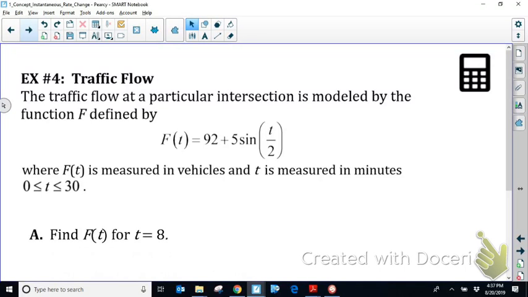Hey everybody, this is going to be the fourth and final video in our series on rates of change for our calculus lesson. If you're in my calculus class, hopefully you have the handout that I'm using to demonstrate this concept.